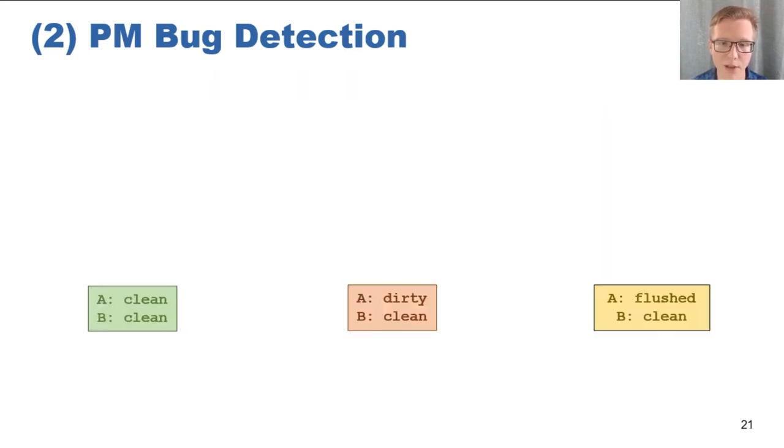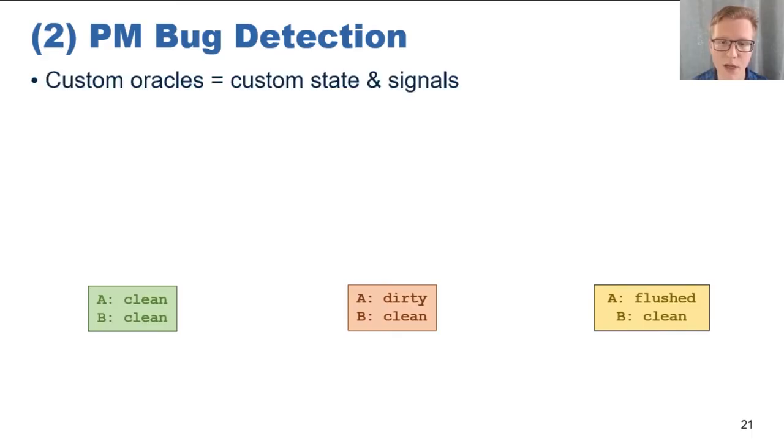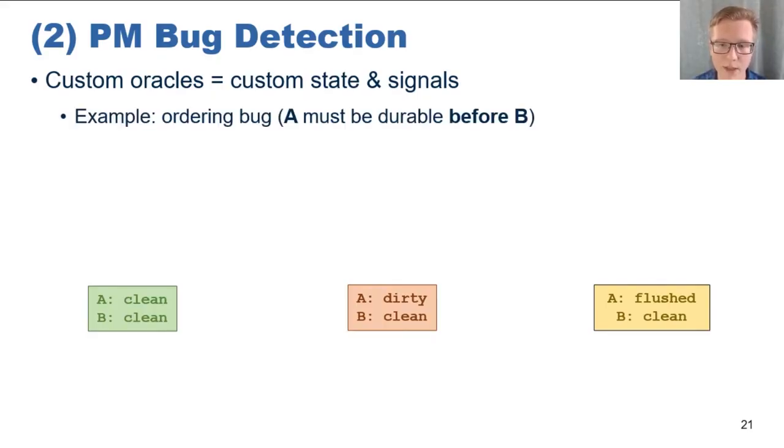As I hinted at earlier, there are still application-specific bugs that we would like to detect. To enable this, we allow developers to easily encode custom signals and states into this state machine model of persistent memory. I'll give an example of application-specific bug ordering. So let's say that we have two data structures and A must be made durable before B. So modifying A works as before. A becomes either clean, dirty, or flushed.